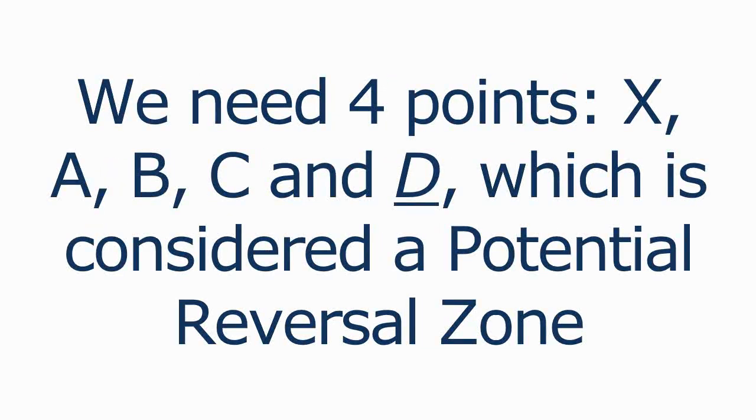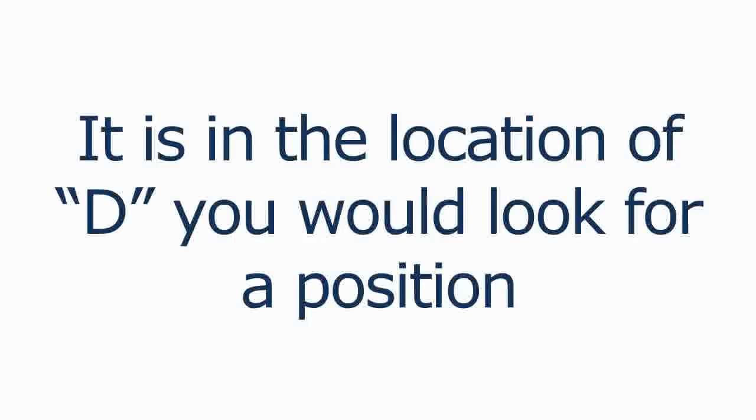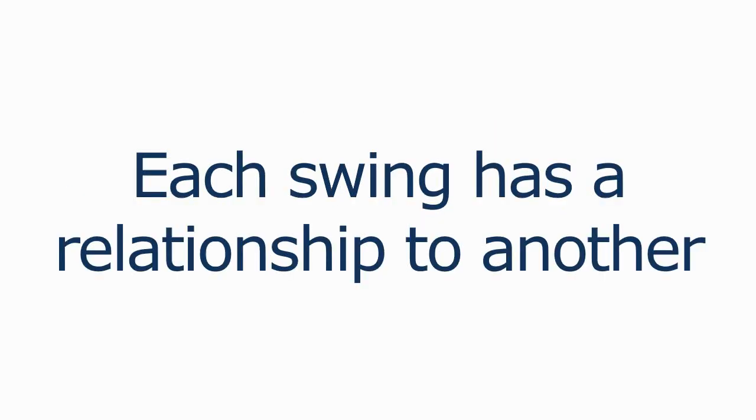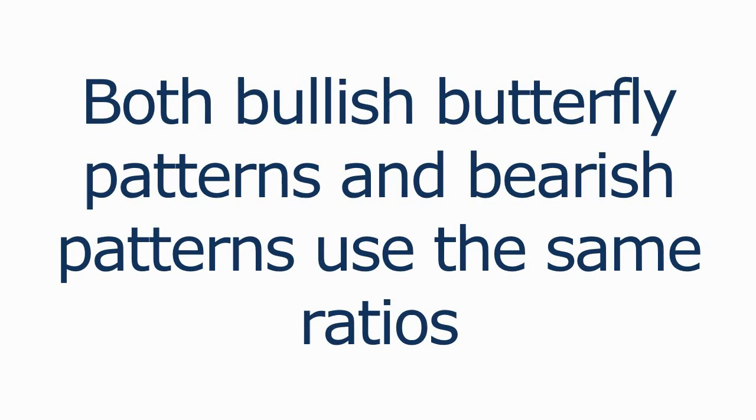So for the butterfly pattern to be found, we need 4 points in the market. We need an X, an A, B, C, and D. But the D is considered a potential reversal zone and not a point. It's a zone. And that's the location that you're going to start looking for a trading position. And each swing has a relationship to another one, which are specific fib ratios, and they're needed to validate the swings. And both bullish patterns, the bullish butterfly and the bearish one, they use the exact same ratios.